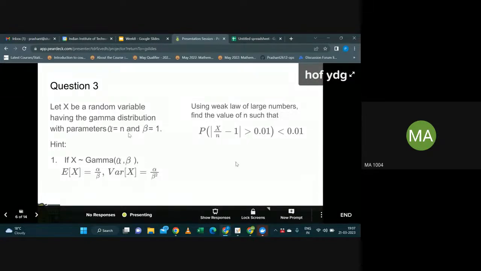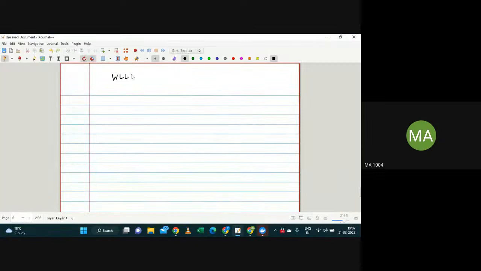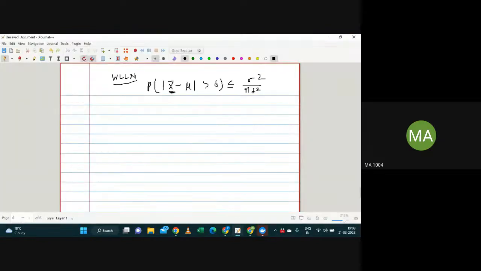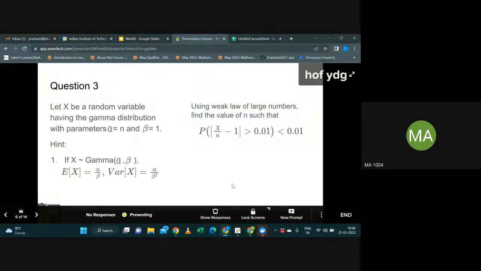By the weak law of large numbers, what does it say? The probability that the mod value of X bar minus mu is greater than some delta is less than or equal to sigma square by n delta square, right? But here X by n is given to you, not X bar, and it says you have to use the weak law of large numbers. So I'm going to give you a hint. You can let your random variable X be the sum of n IID gamma variables.